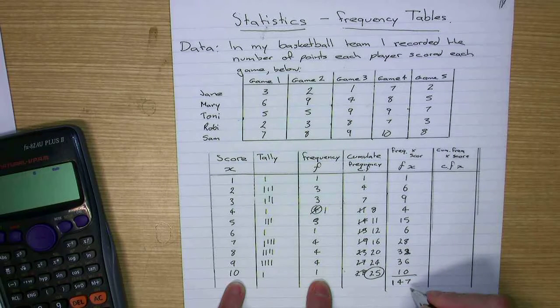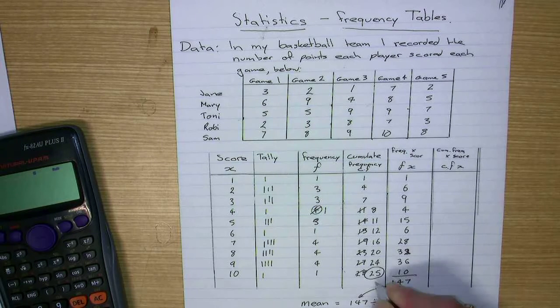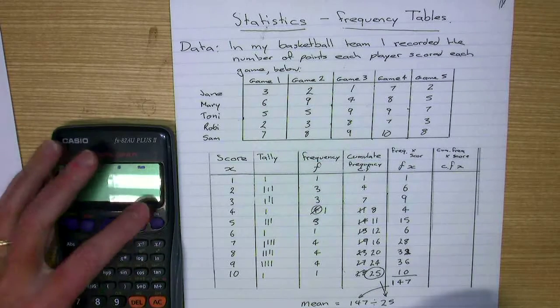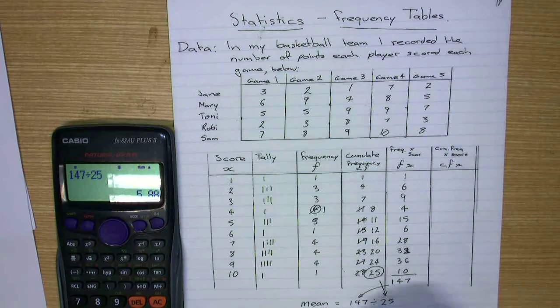So if I was to calculate the mean, I can take this score and divide that by 25, which is this cumulative frequency. So I'll use my calculator. 147 divided by 25. So my mean is 5.88.